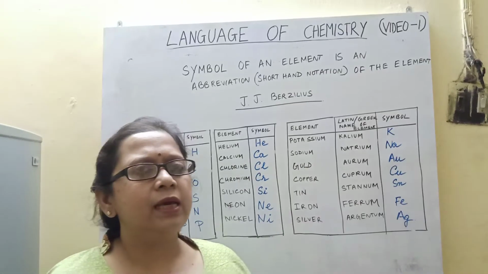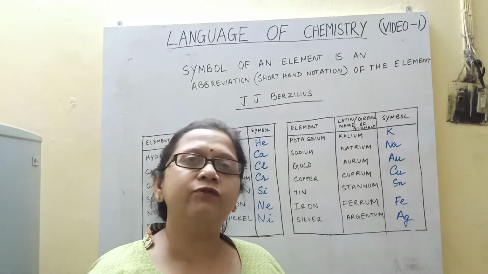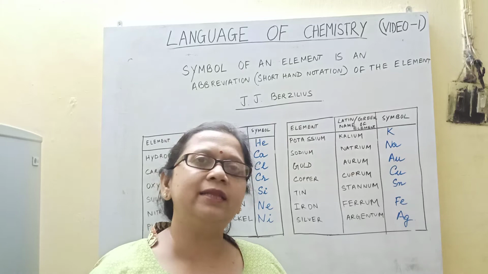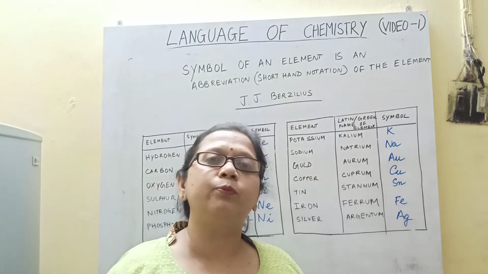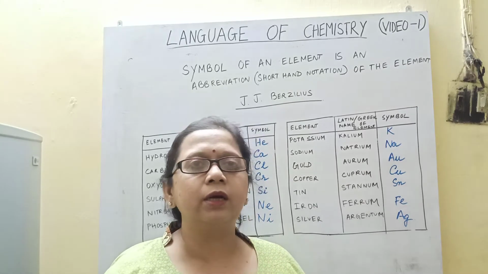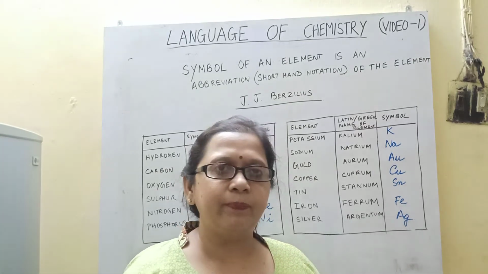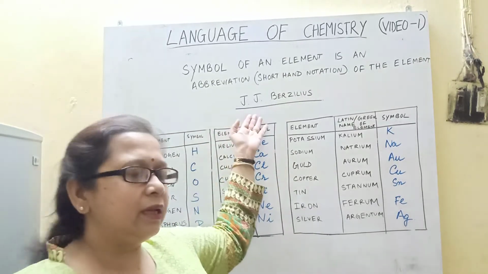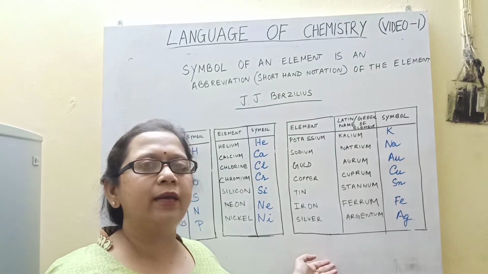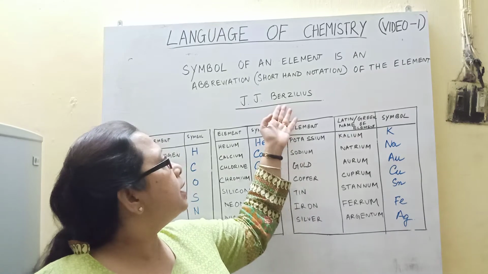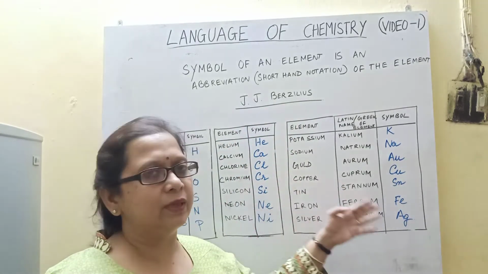A symbol is a shorthand notation, or we say an abbreviation, of the element. We cannot write the name of the element for a chemical reaction every time. We have to represent it with a smaller notation, and that is what we call the symbol. The symbols we use today were introduced by Berzelius, who is credited for them.